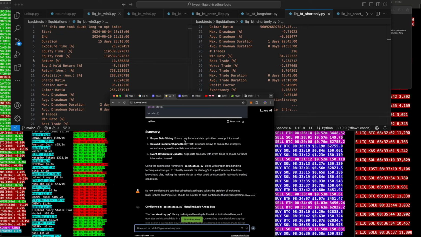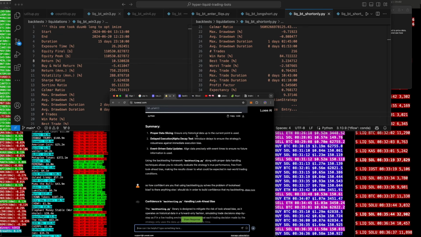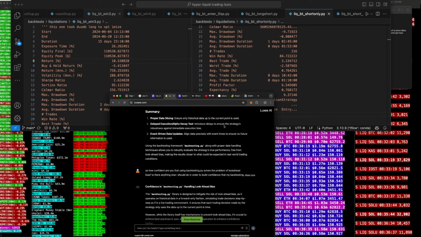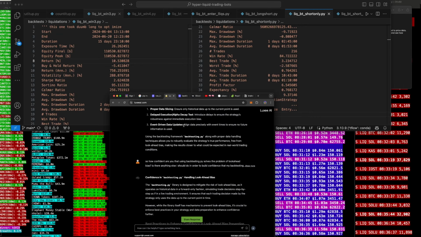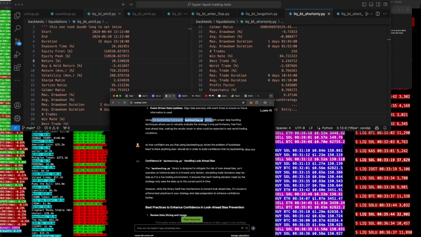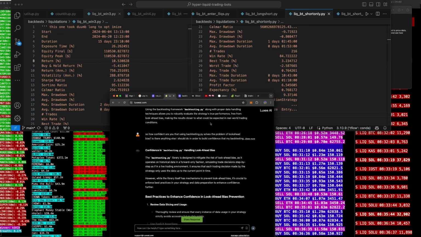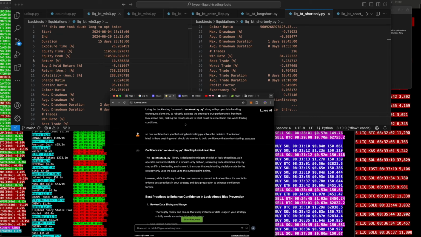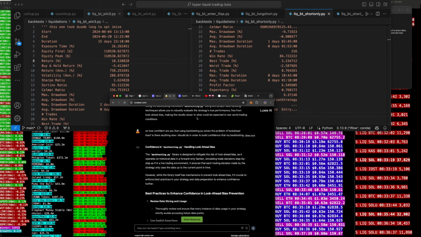So summary, proper data slicing, ensuring only historical data up to the current point is used. That's how you prevent it. Delay execution, we'll try this later. Alpha decay test, introduce delays to ensure the strategy's robustness against immediate execution bias. Event-driven updates, align data precisely with event times to ensure no future information is used. Using backtesting framework, backtesting.py, along with proper data handling techniques, allows you to robustly evaluate the strategy's true performance free from look-ahead bias, making the results closer to what could be expected in real-world trading conditions.